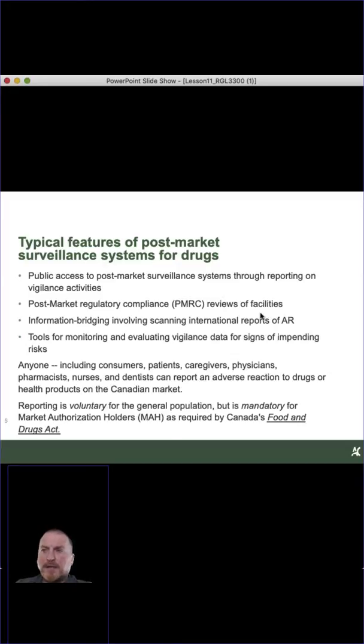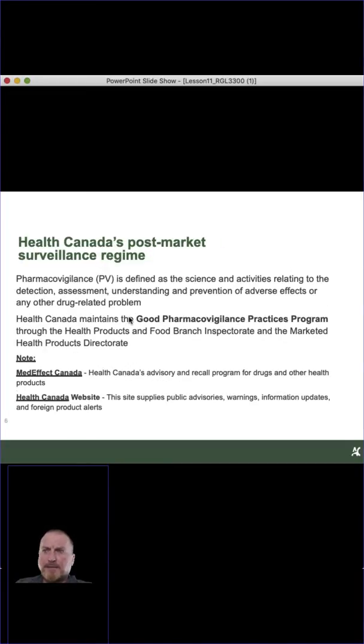Now, it's important to realize that anyone, including consumers, patients, caregivers, physicians, pharmacists, nurses, dentists, can report an adverse reaction. But those will, in many cases, be a bit more haphazard, a bit more voluntary based, except for maybe the doctors, nurses, and pharmacists. But the market authorization holder, that is the company that's producing the drugs and distributing them, is required to report based on Canada's Food and Drugs Act. Okay? It's important to make that distinction.